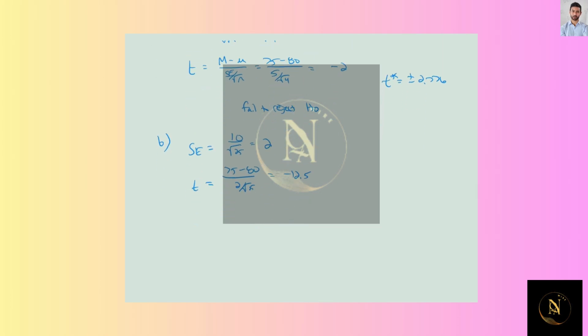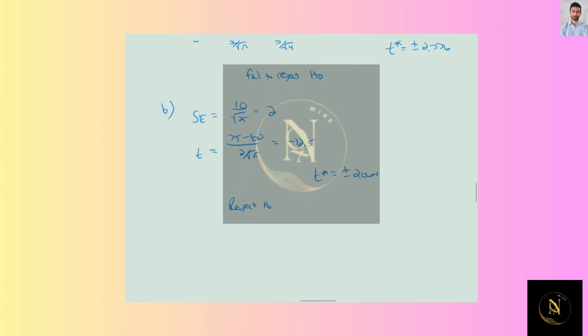Using a two-tailed test with an alpha of 0.05 and 24 degrees of freedom, the critical t-value is positive or negative 2.064. And since our calculated t-value is outside of this region, we can reject the null hypothesis and conclude that the treatment has a significant effect.